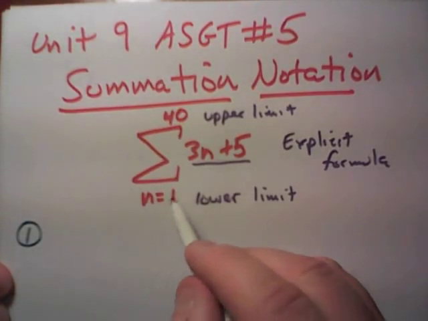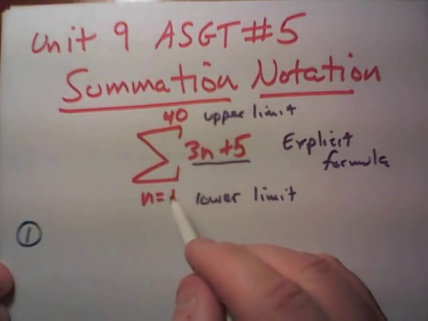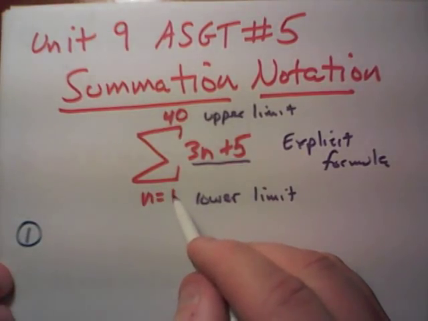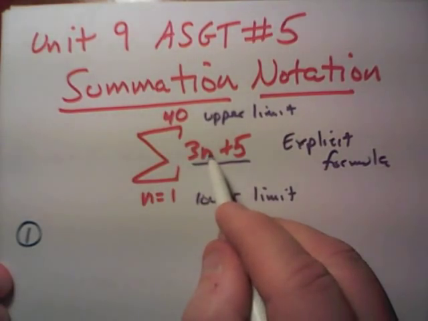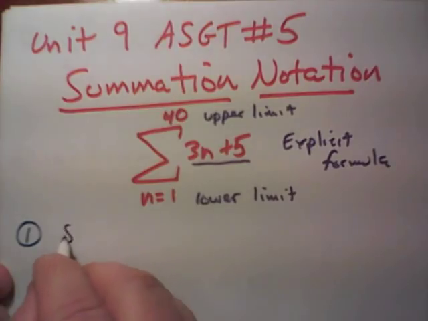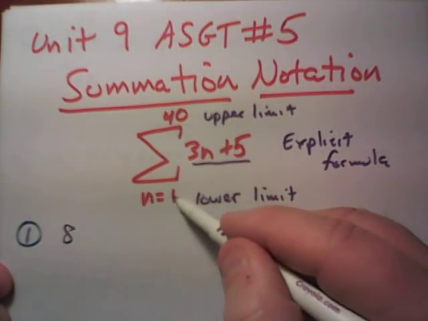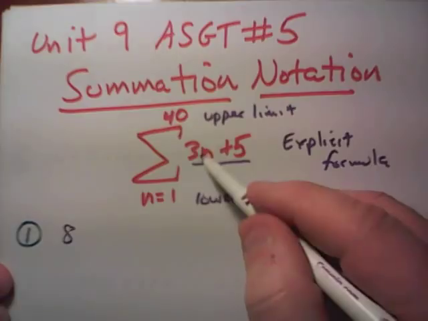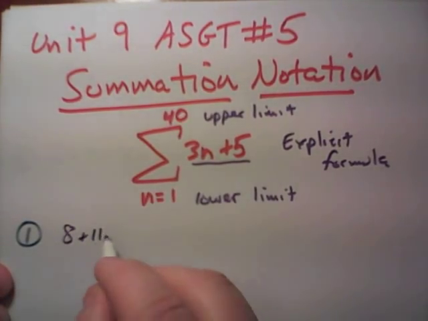Here's what it means. The first term that we're going to plug in, we're going to start by plugging in the number 1 because n starts out being number 1. And I'm going to plug 1 into this explicit formula. So if n is 1, 3 times 1 is 3, plus 5 is 8. Which means the first term in my series is the number 8. And I'm going to keep plugging numbers in. Like for example, I started with 1, now I'm going to go up to 2. And if I plug in 2, 3 times 2 is 6, plus 5 is 11.